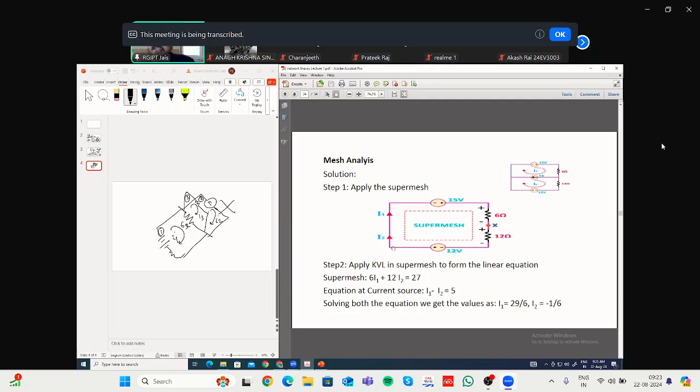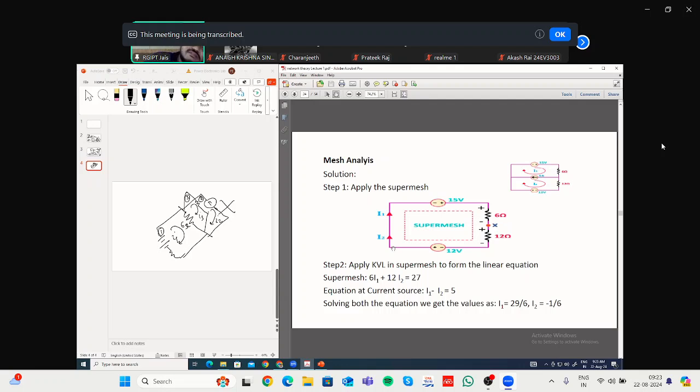Okay, but writing the KVL, now you have to apply KVL. Only this was the different part. That means when there is a common current source between two meshes, what you have to do? You have to remove it, and by removing it, you are creating a super mesh.